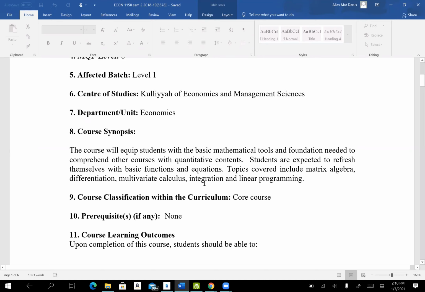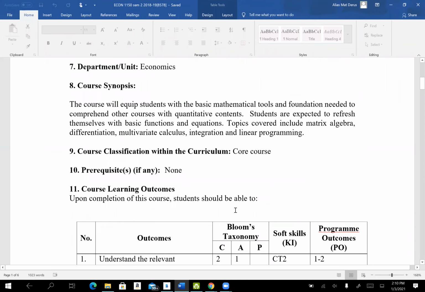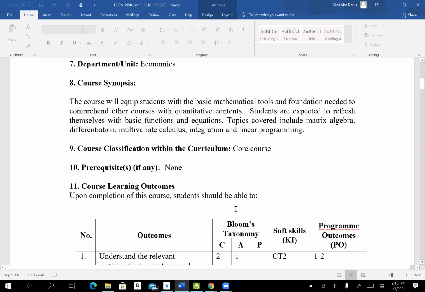And this is the coverage. The coverage you can see here covers a number of topics, which we are going to go through in a few more minutes.